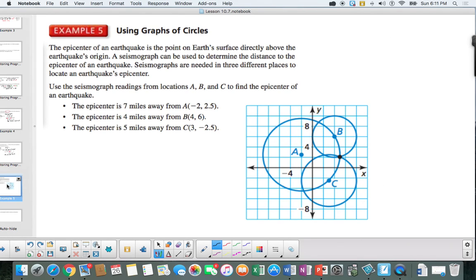Now, where are the graphs of circles used? They're used in studying earthquakes. If we can get 3 readings, and graph these 3 locations, then where they all intersect is what we call the epicenter.